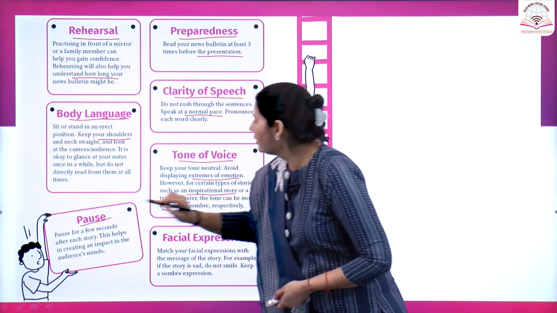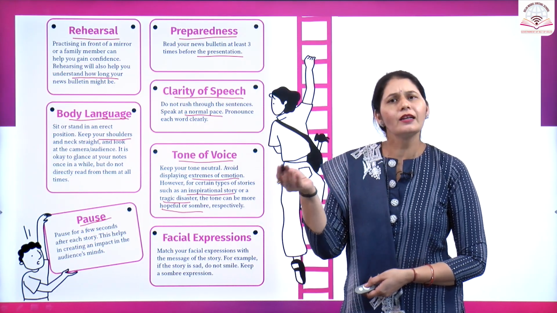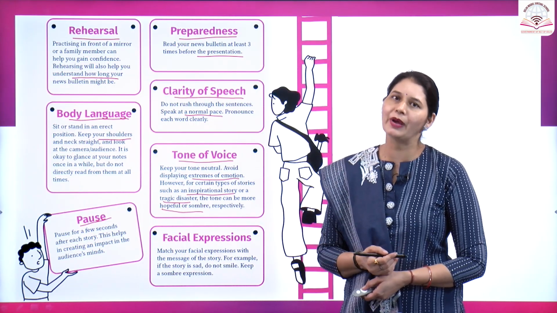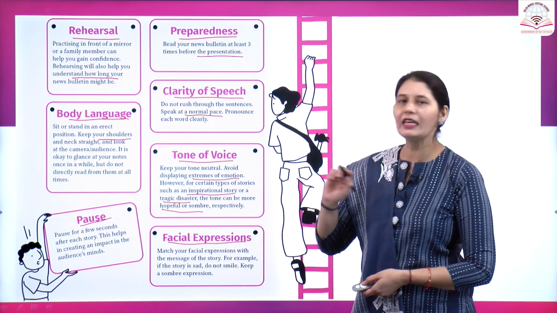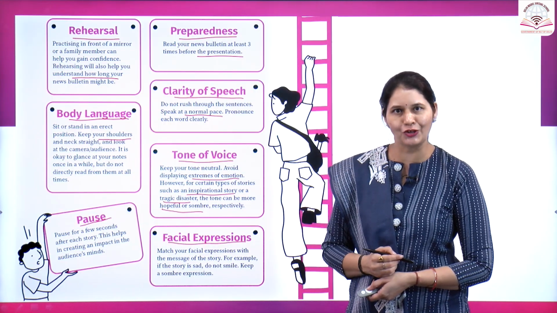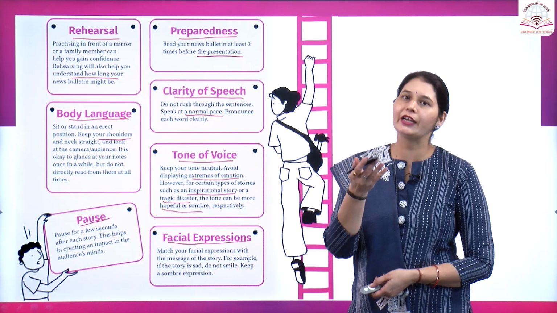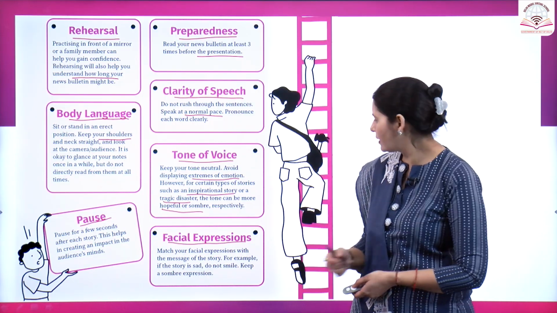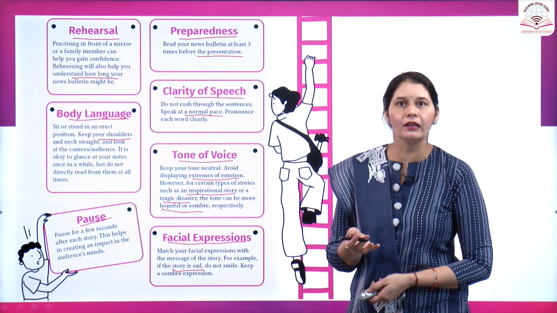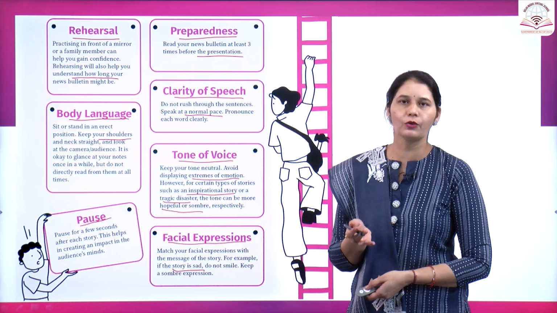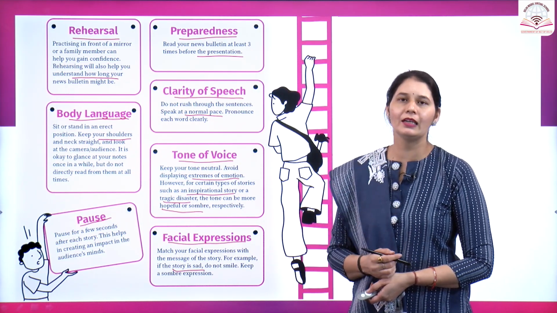Then pause. Whenever you are presenting the news stories, after the ending of one story, take a pause so that the audience can better understand what you are speaking. Then at last, keep a note of your facial expressions. Your facial expression should be in sync with the message that you are conveying in your news bulletin. If the story is sad, then you are not going to smile. You must maintain your composure there. These are the points that you have to keep in mind while presenting the news bulletin.